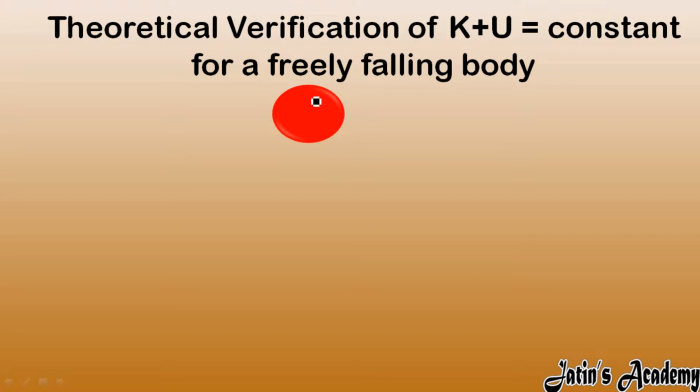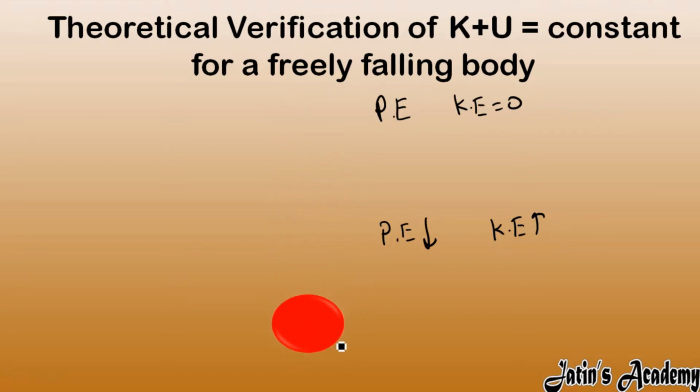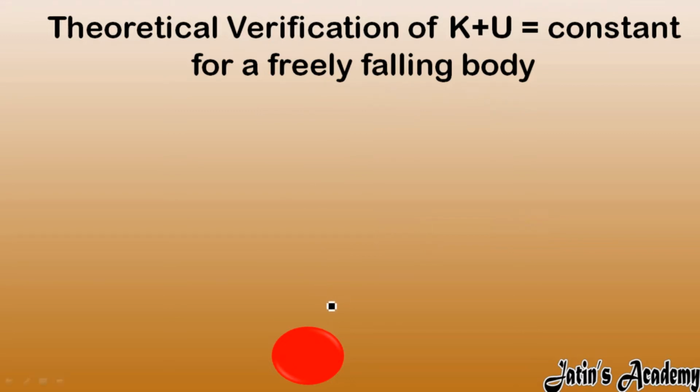So the ball at some height has some potential energy, and when the ball is moving downward, potential energy keeps on decreasing. Initially the ball is at rest, so kinetic energy is 0, and the ball's kinetic energy keeps on increasing. Okay, so potential energy is maximum at the top. Here what will happen, the whole potential energy is converted into kinetic energy. So let's see the derivation.